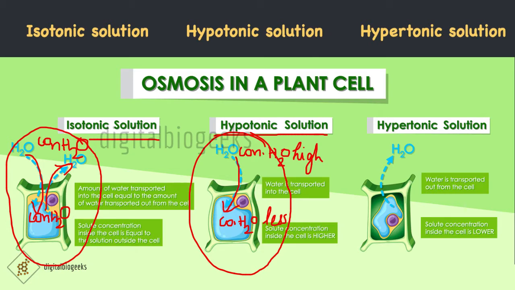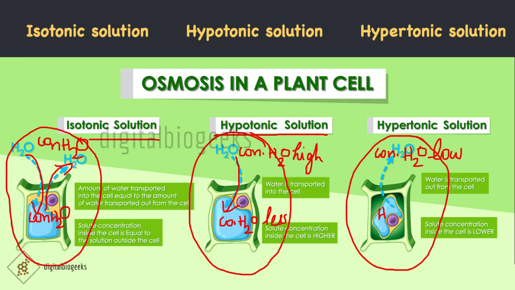Now let's place a cell into this solution and let's see what will happen. This cell is placed in a concentrated sugar solution where the concentration of water is low, and inside the cell the concentration of water is high. Then water will move from a high concentrated region to a low concentrated region. The water will move from the cell to the outside solution. As a result, the cell will shrink. Such kind of solution is called hypertonic solution.